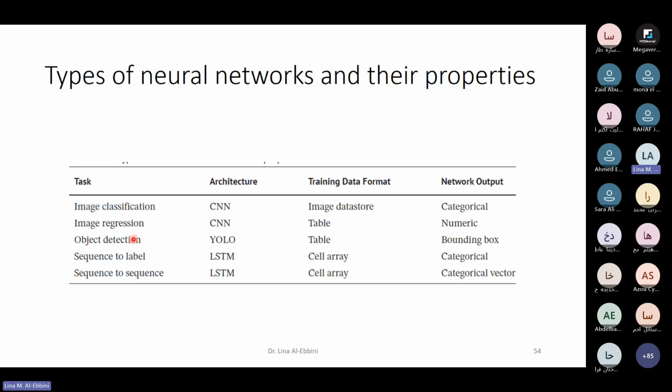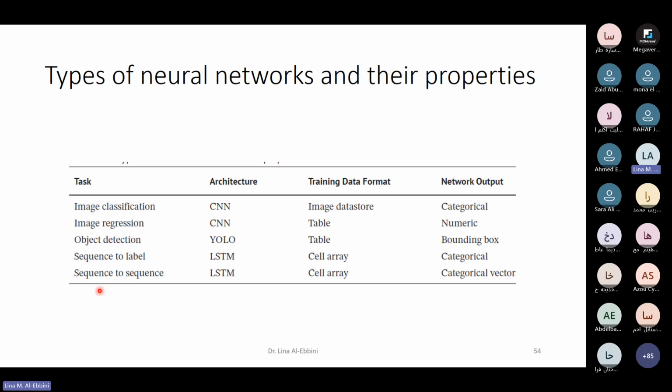Object detection, sometimes when we have some important regions occluding each other, then we apply YOLO, which I think stands for you only look once, something like that. I don't remember exactly, but it's an architecture that you only look once, I think. And the training data format is a table of data and bounding boxes, that is to determine the boundaries of each object that we need to determine, considering that there's occlusion of more than one object in the same inputs.